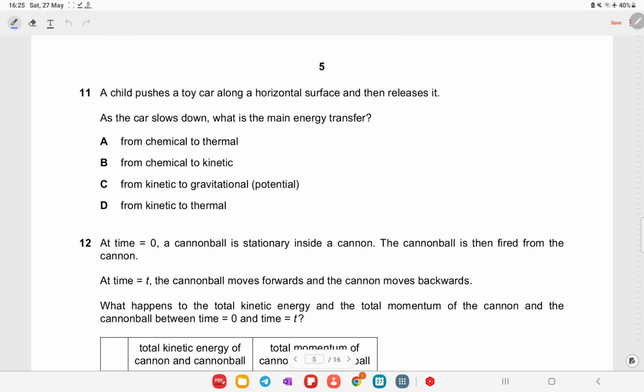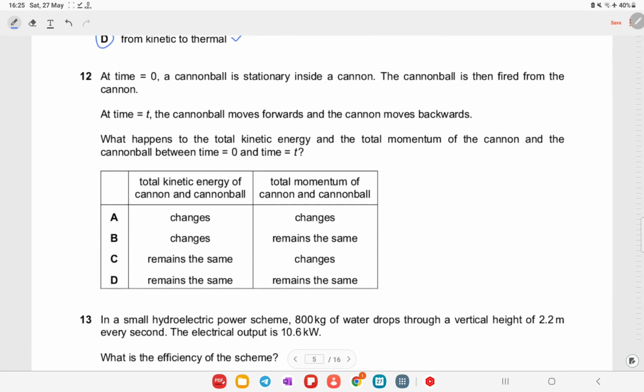A child pushes a toy car along a horizontal surface and then releases it. As the car slows down, what is the main energy transfer? From chemical to mechanical energy? No, this is not the case. From chemical to kinetic? No, after reading the question, we can easily omit these two options. From kinetic to gravitational potential? From kinetic to thermal? Yes, from kinetic to thermal. So this is going to be the right answer.